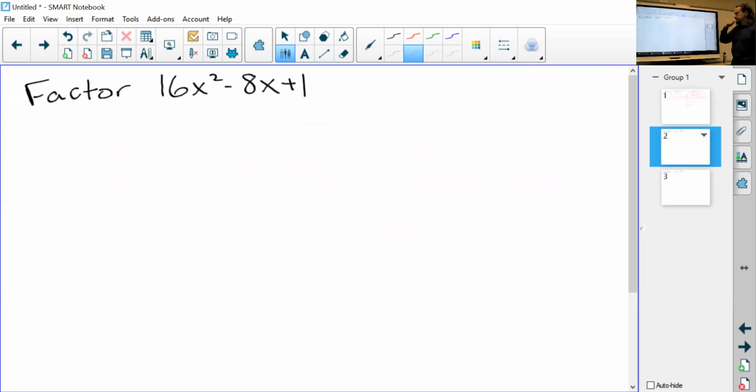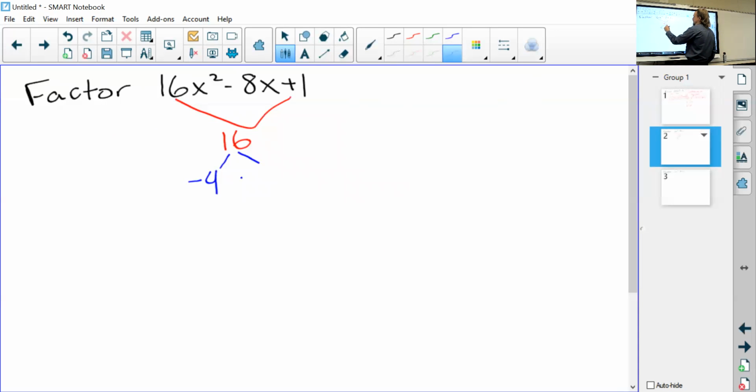We're going to look at this one two ways. So this is like what we've been doing all week, so we're going to answer it like we've been doing all week. Why not? So you said take the first and last term, multiply them together. So 16 times 1 is 16. And then we think, what two numbers can I multiply together that will give me 16, but also add up to negative 8? I'm going to assume we know how to do this already. 4 times 4 is 16, and negative 4 plus negative 4 is negative 8. So I'm going to use that as my factors.